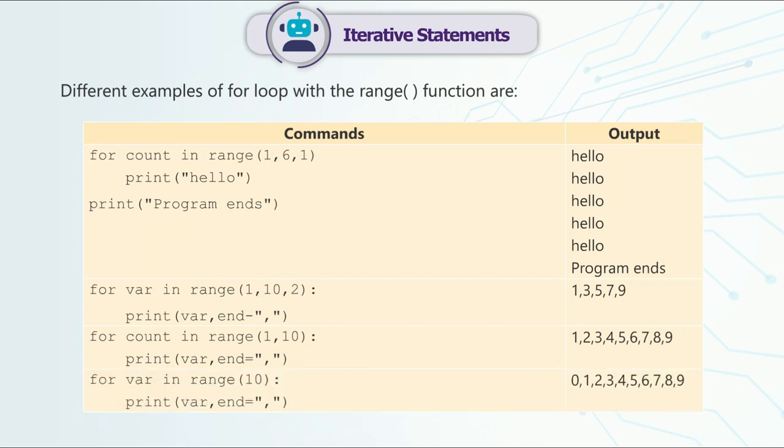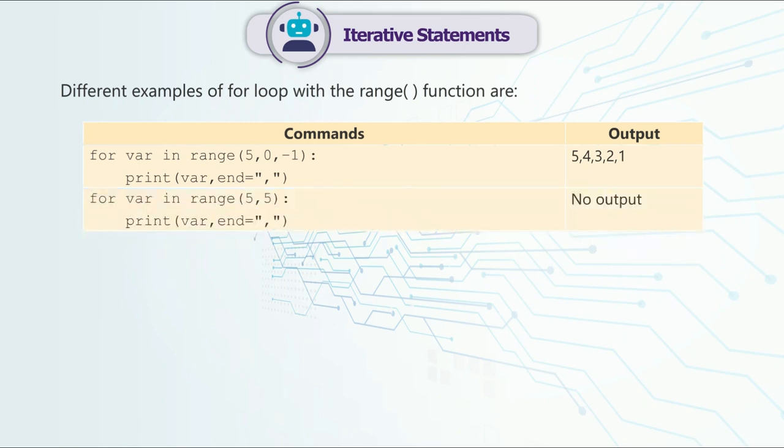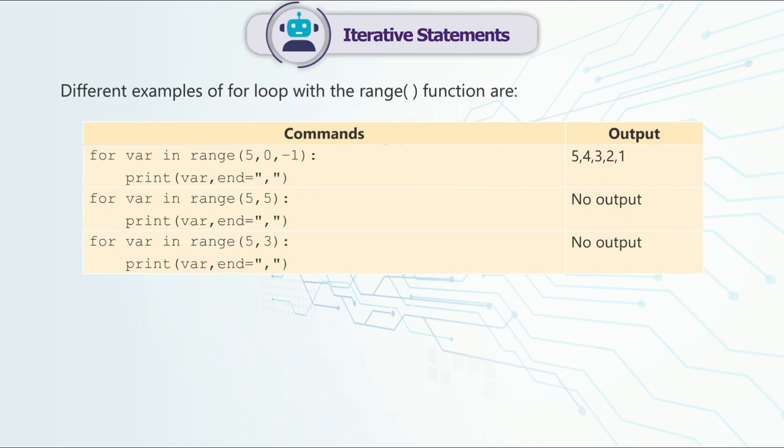For variable in range(10): print variable, end equal 0. Output: 0, 1, 2, 3, 4, 5, 6, 7, 8, 9. For variable in range(5, 0, -1): print variable, end. Output: 5, 4, 3, 2, 1. For variable in range(5, 5): print variable, end. No output. For variable in range(5, 3): print variable, end. No output.